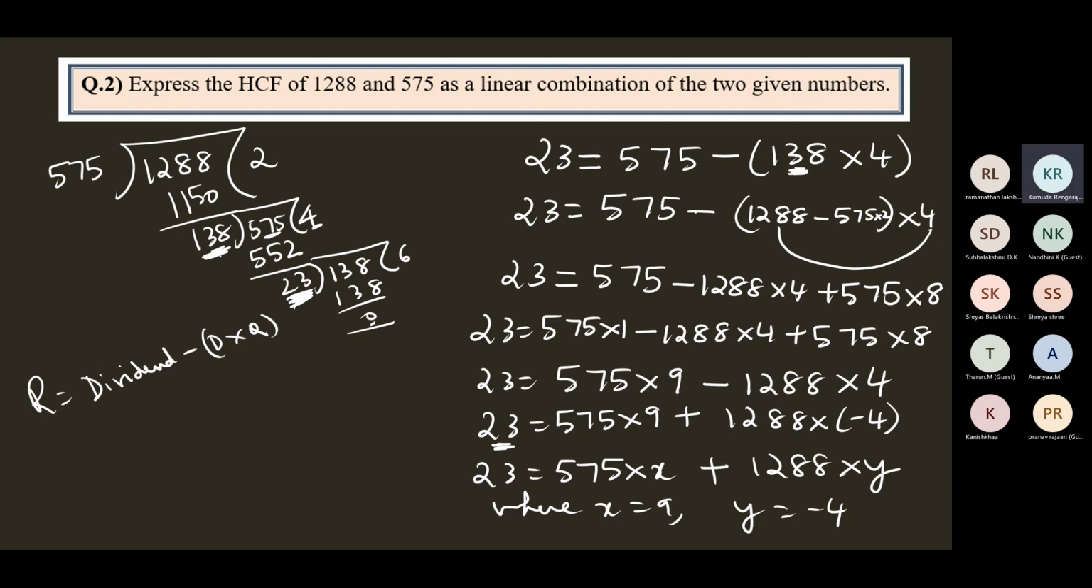See the question, express the HCF. So in the last step you can see we have expressed the HCF 23 as a linear combination of the given numbers. You can see how we have expressed it: 575 into X plus 1288 into Y. It's a linear combination in X and Y. Am I clear, children?